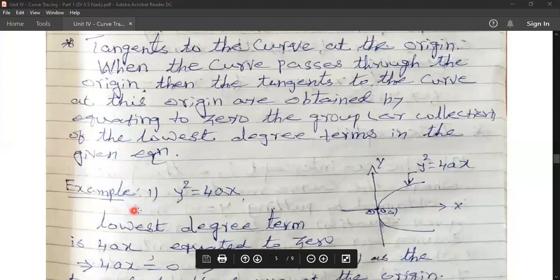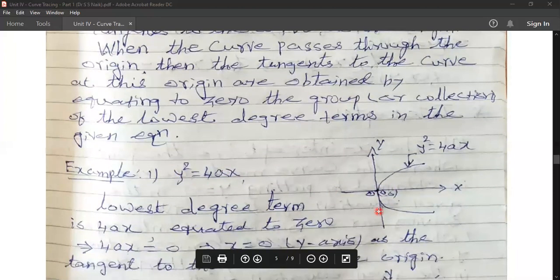For example, here you have y square is equal to 4x. This is the equation of a parabola, which we have seen is symmetric about the x-axis, and at x is equal to 0, y is also equal to 0. Therefore, the origin lies on the curve.